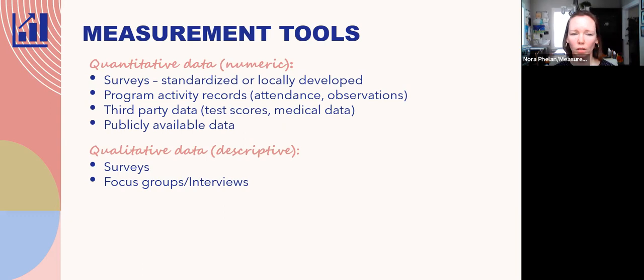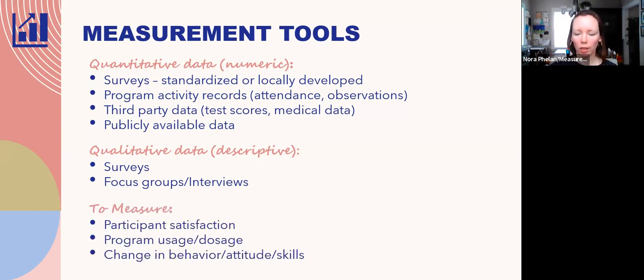There's also quite a wide range of publicly available data, if that's, again, useful or relevant to the program, as far as school districts or cities or towns. And then you have qualitative data, which is more descriptive. So you can also use surveys sometimes for qualitative data, and then very often focus groups or interviews can get you that really more in-depth and detailed feedback.